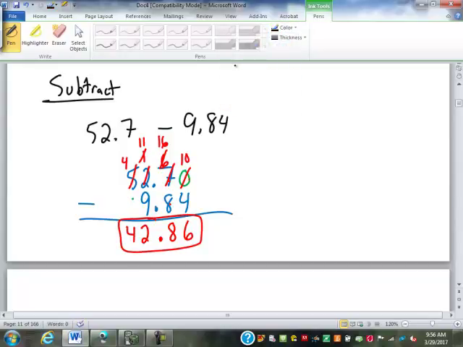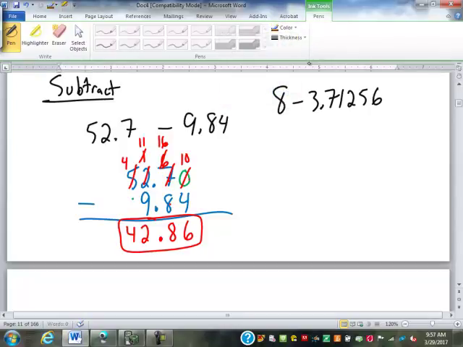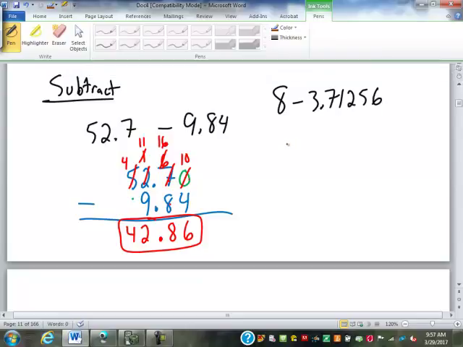Now I do want to show you one more example. Something like this. 8 minus 3.71256. We still have to line up the decimal points. But on the 8, where is the decimal point? At the end. If there is no decimal point written in the number, it is at the end of the number. So 3.71256. And again, we fill in our missing zeros here for our missing place values.